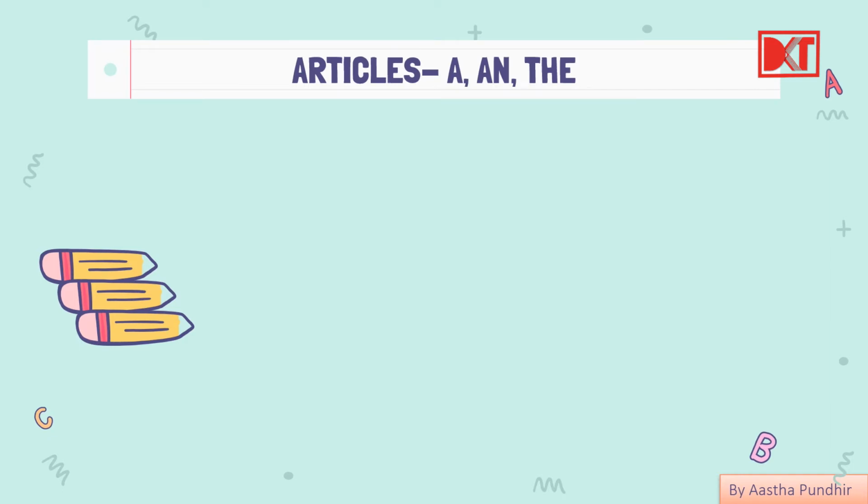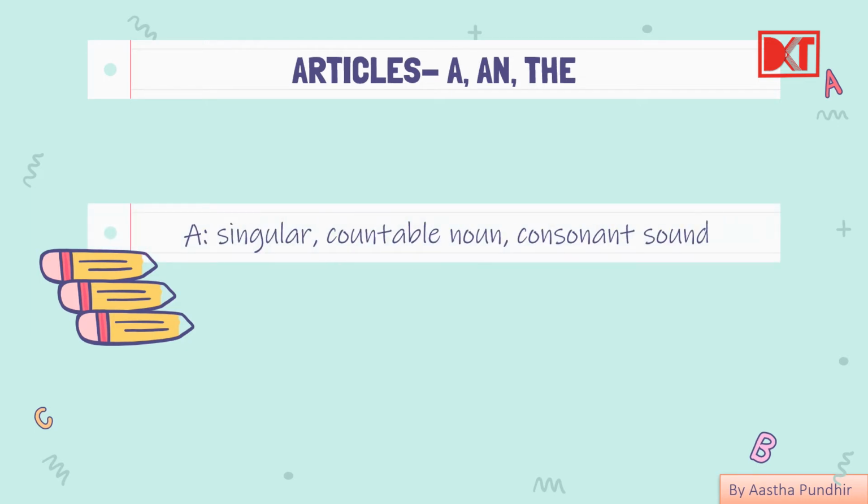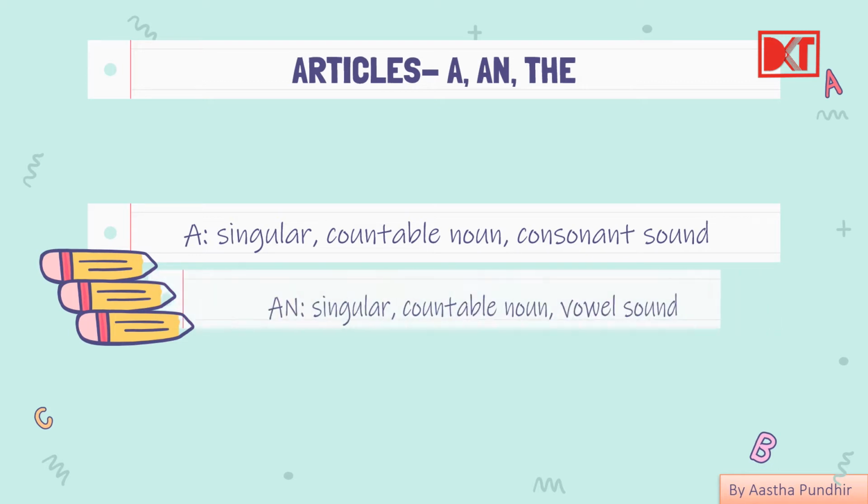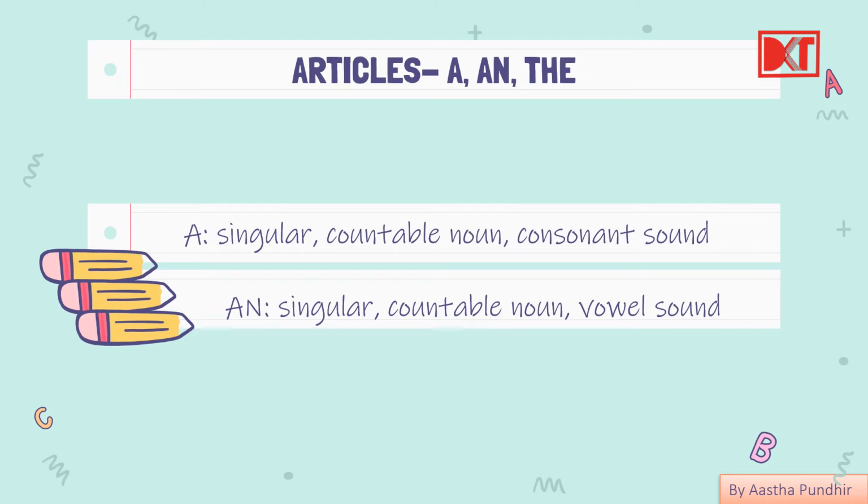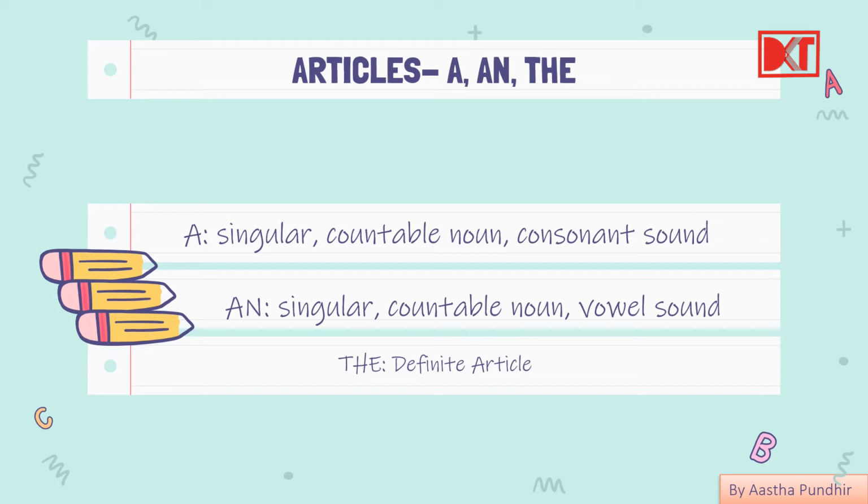All right. So now we also have articles, a and the. Articles, what were articles used for? Providing a certain specific or general reference. And as we know, a is used for a single countable noun with a consonant sound. An is used with a single countable noun but with a vowel sound. Then the is the definite article, which is used in various cases which we have discussed in articles. Okay, so here a and an are indefinite articles, the is the definite article. All right.